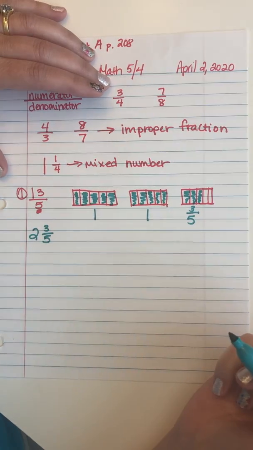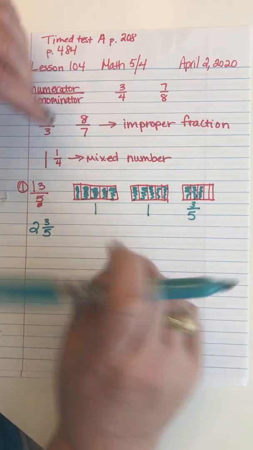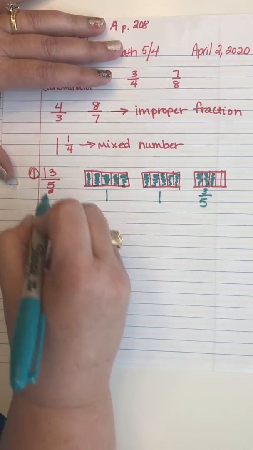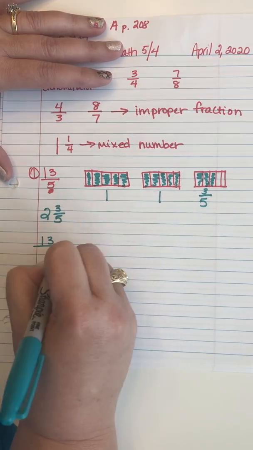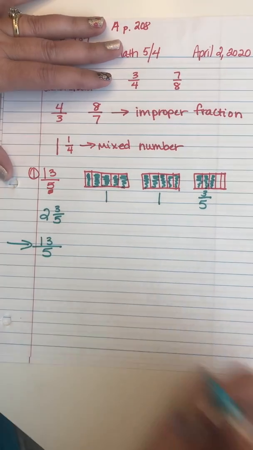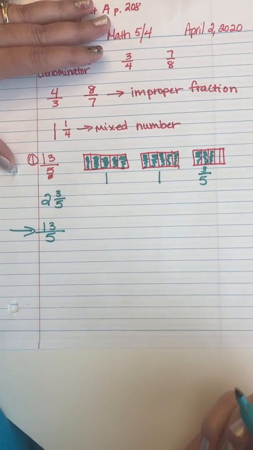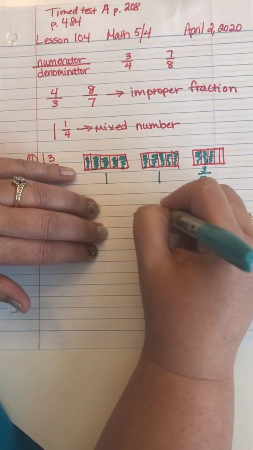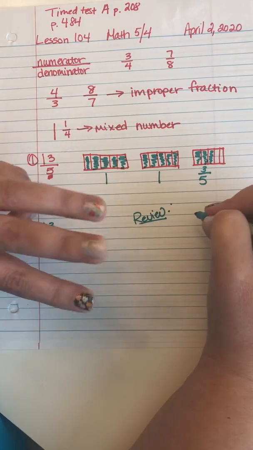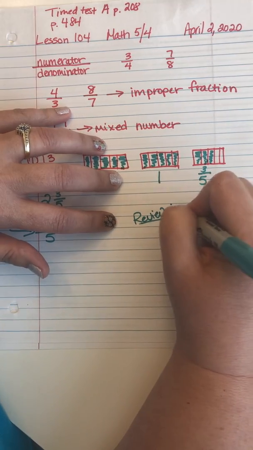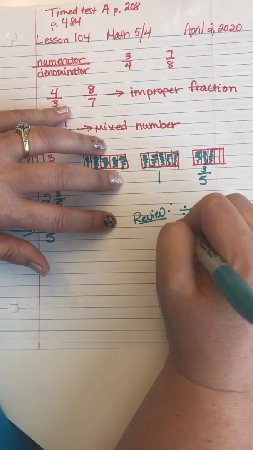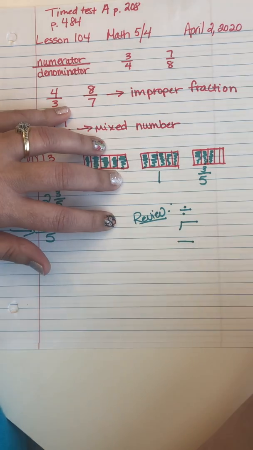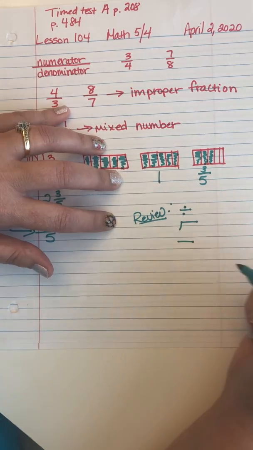I can do that using pictures. Another way I can do that is to divide. Let's look at 13/5 again and do it a different way. Let's review division quickly over here to the side. There are 3 symbols to divide: the division symbol, the division box, and the division bar. This bar is also a fraction bar.